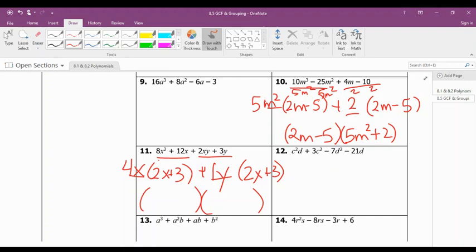So I have what matches in one parenthesis, and it doesn't matter if I put the 2x plus 3 in the first parenthesis or second parenthesis. It doesn't matter because it's commutative. And then 4x plus 1y in the second one. And that is all I have.